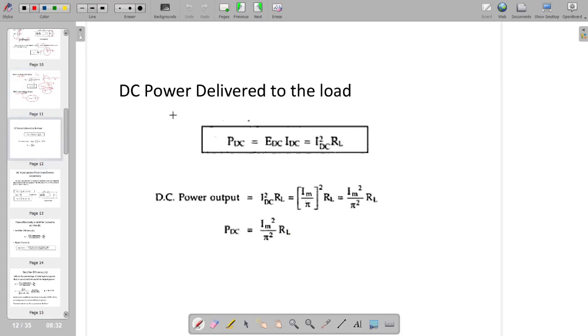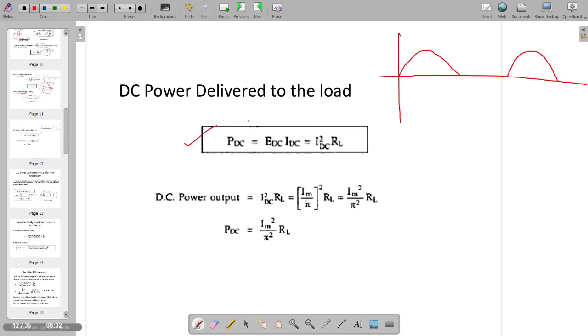Now the DC power delivered to the load. In the rectifier process, we are delivering a DC power. So what is the amount of the DC power delivered in the half wave rectifier? Power is equal to voltage into current, or I square into resistance. We already calculated I_DC is equal to I_m upon pi. Substituting this and simplifying, we get the DC power in the load: P_DC is equal to I_m square upon pi square into R_L.